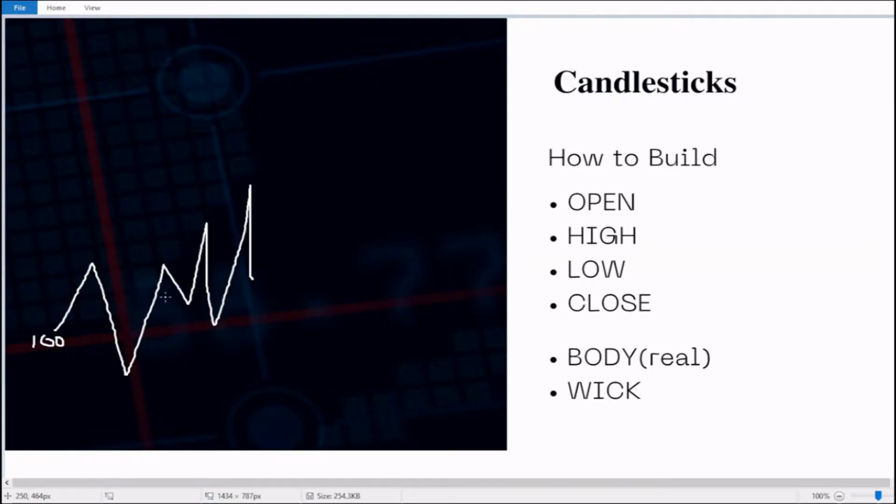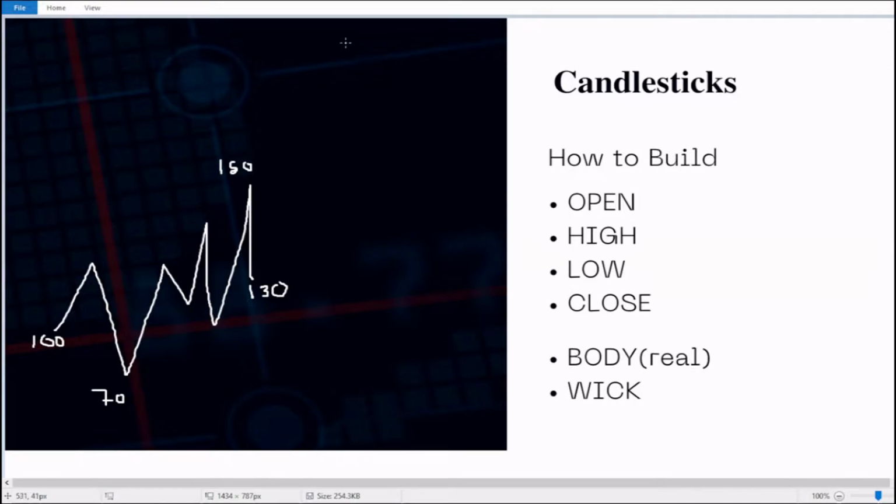I'm going to put certain numbers to these things. So let's assume this is 70 points. This is 150 points. And finally, we have something which is at 130 points, right? So these are the four important data points through which a particular company would have traded on a given day. Now, how do we build a candlestick based on this?